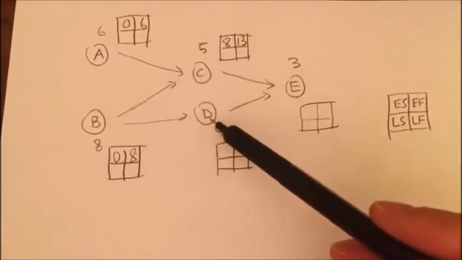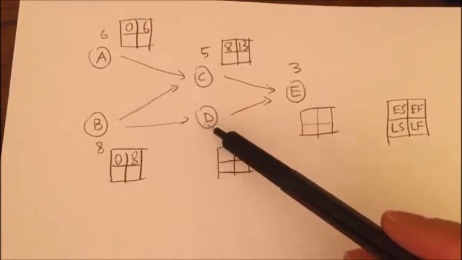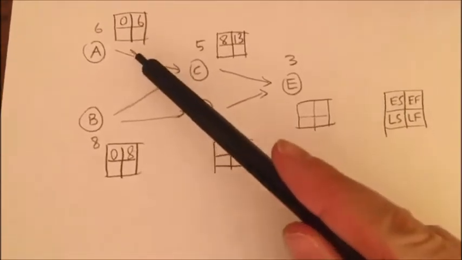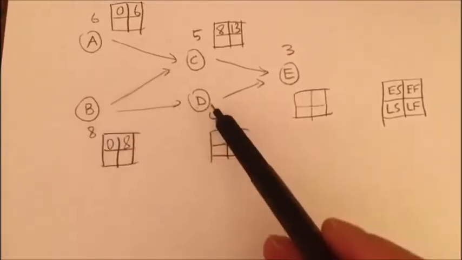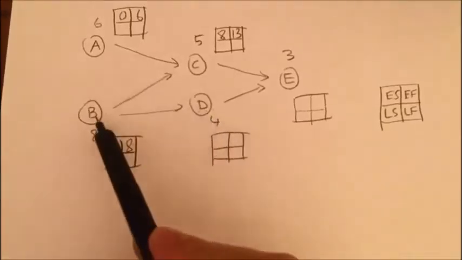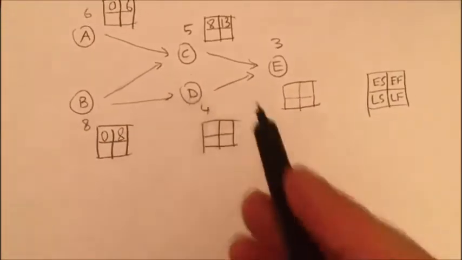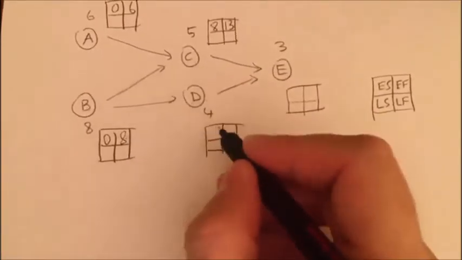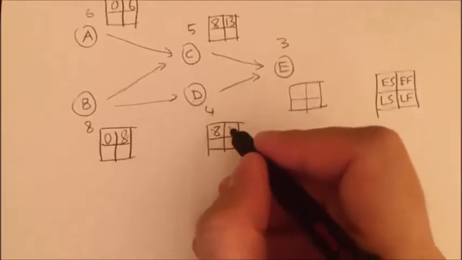Then using the same approach, I'm going to look at D, but D only has one predecessor. D does not depend on A. There's no arrow coming in, so A is not needed to be completed before D can start. D only depends on B. There is only one predecessor. So D can start at day 8. 8 plus 4 is 12.